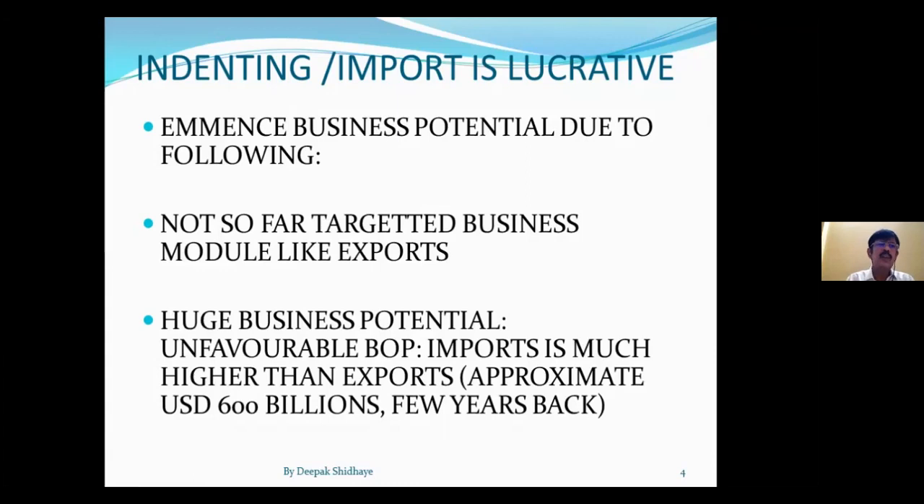This huge potential of business is due to the unfavorable BOP, balance of payment. Imports are much higher. I'm talking about the figures of the last 2-3 years: 600 billion was imports and 400 billion was exports. So at least this 600 billion can be your target market. And if you include the exports also, it will be about a $1,000 billion market for you as an indenter, because every business requires a mediator, like a consultant. And they don't mind paying $5, $10 or some fixed 1% or 2% because there is an ease for the purchaser, right?